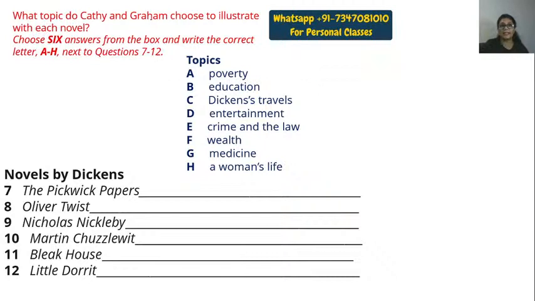What topic do Kathy and Graham choose to illustrate each novel? So कौन सा topic उन्होंने use करा था to exemplify this novels? So these are some novels by Dickens. So you have to choose 6 answers from these options and write your letters. Okay. So options, we have these topics: poverty, education, Dickens travels, entertainment, crime and the law, wealth, medicine, a woman's life. And these are novels by Dickens: The Pickwick Papers, Oliver Twist, Nicholas Nickleby, Martin Chuzzlewit, and Bleak House, and we have Little Dorrit. So these are the novels, right?